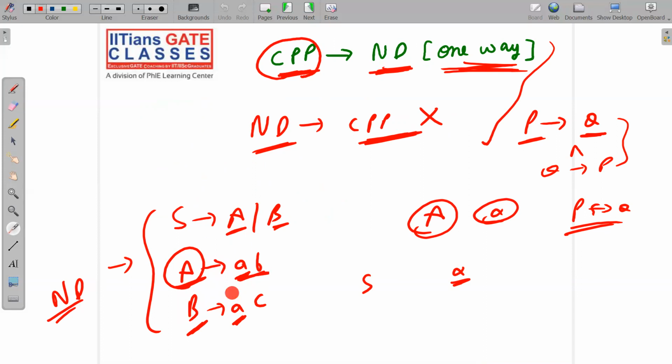This is a non-deterministic grammar, but there is no common prefixes problem here. Please note it down, and I will jump to the next slide now.